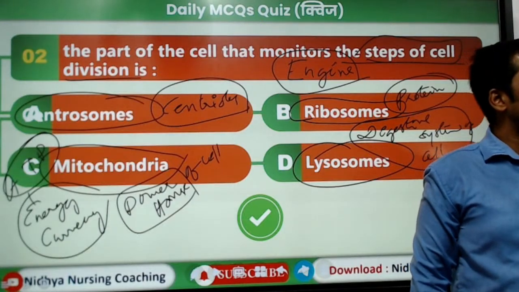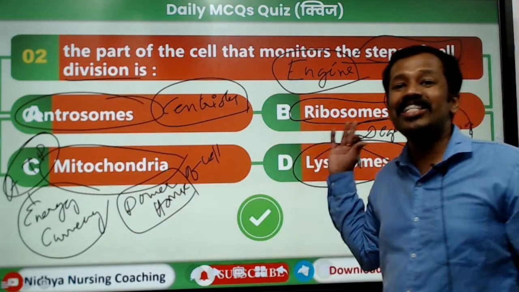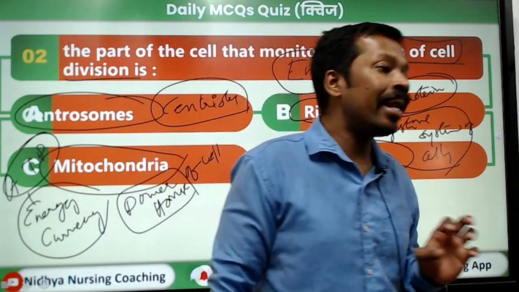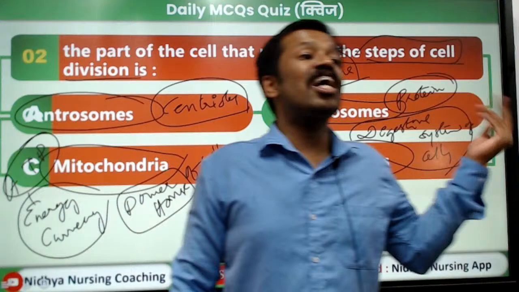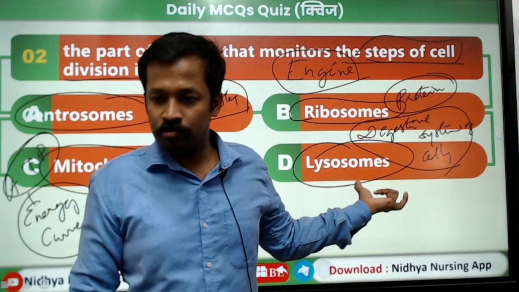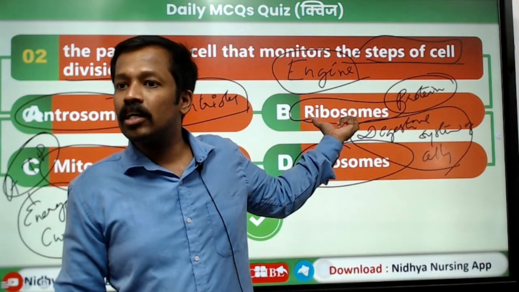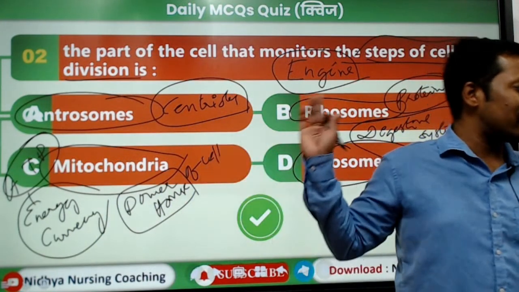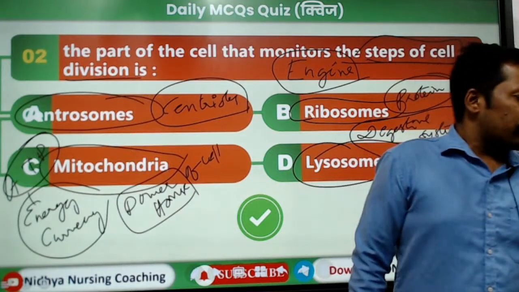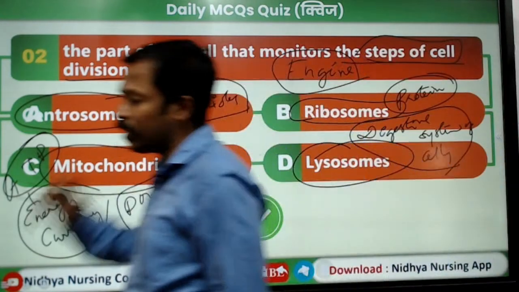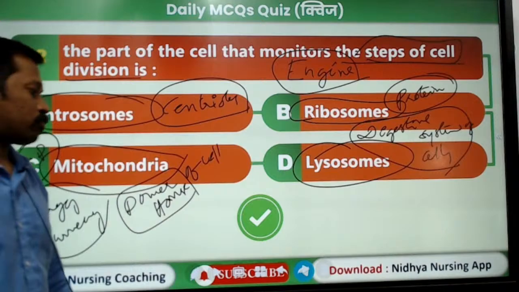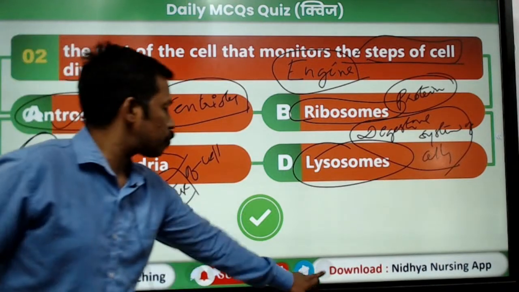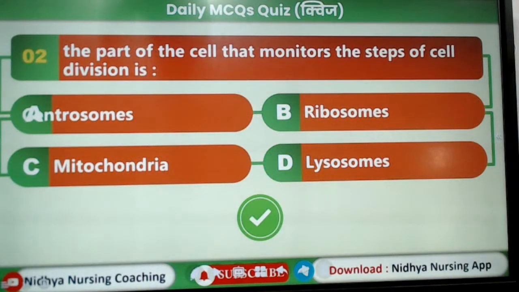Digestive system of the cell, because these lysosomes are removing the dead tissues; dead cells are removed by lysosomes. Got it? That is why it is called the digestive system of the cell. So according to the question, what is the answer? For cell division, which is helping? Centrosomes. Got it? So what is the right answer? Centrosomes. Okay, fine. Next.